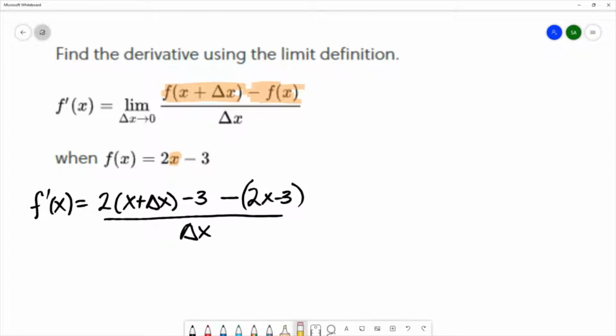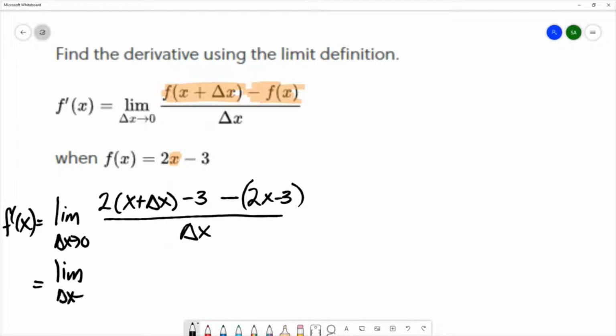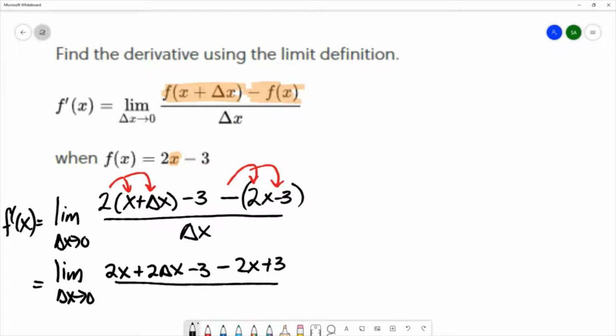So I just noticed that I left off the limit, so I'm going to erase this, add the limit as delta x approaches 0, and this is our derivative. So I'm going to do some simplifying. This is going to be the limit as delta x approaches 0, and the simplifying is that I'm going to use the distributive property here and the distributive property here. This gives me 2x plus 2 delta x minus 3 minus 2x plus 3 all over delta x.